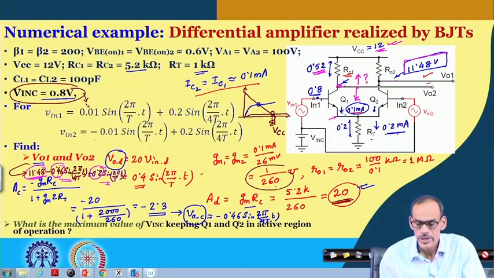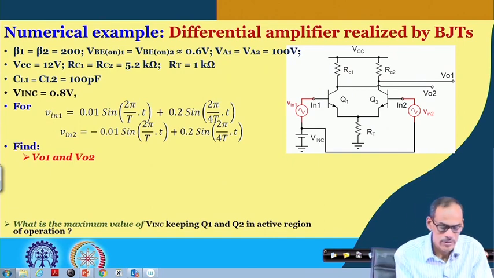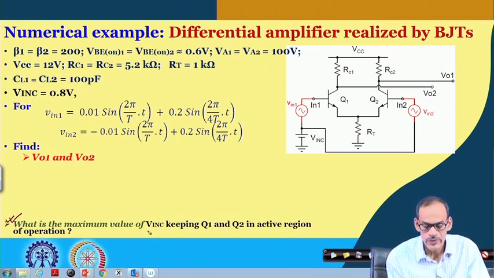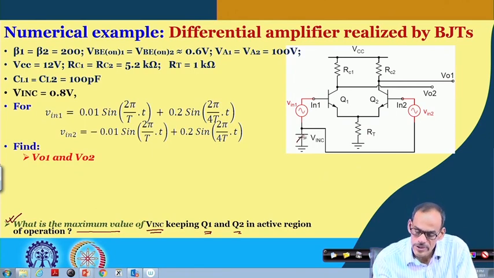On the other hand, let us try to see what may be the upper limit of this VinC. So, this is the exercise we can try. What may be the maximum value of this VinC, keeping both Q1 and Q2 in the active region of operation, which means that we would like to get the limiting case.